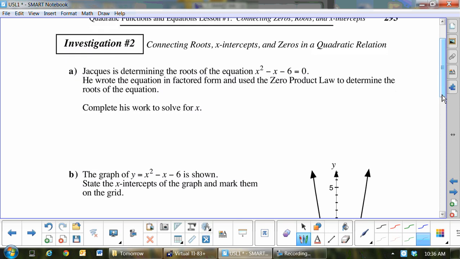Okay. Now, let's solve this. So I want you to write this down. X squared minus x minus 6 equals 0. Now I'm looking for two things that add to give me -1 and multiply to give me -6. Now, how have I taught you to do these ones? Anyone remember?